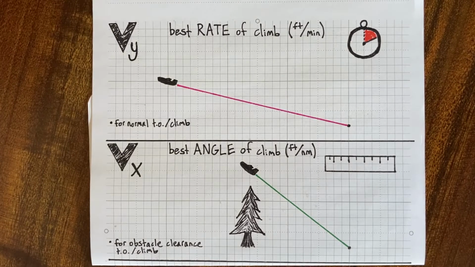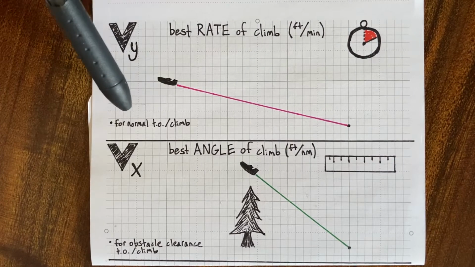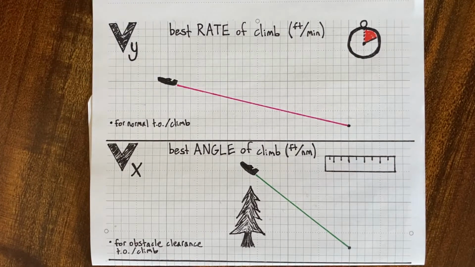And this is what we normally use to climb out after takeoff for a normal takeoff and climb, because our concern there is to get some altitude in case of an engine failure so that we have room to maneuver and find a place to land safely. So we want to get up to a safe altitude in the least amount of time possible. So that's why we use the best rate of climb speed for that.